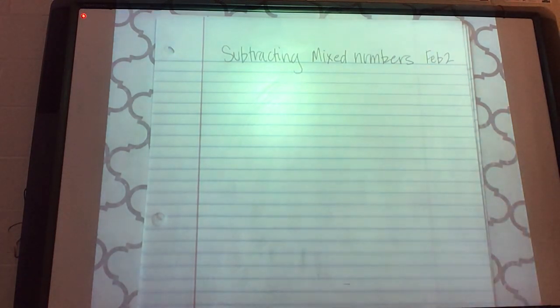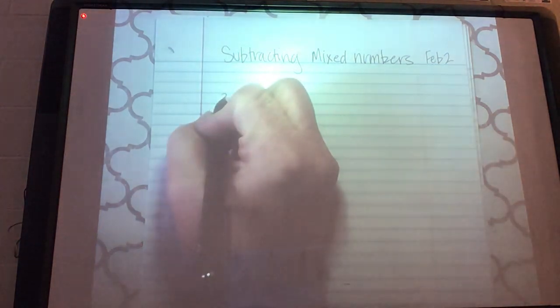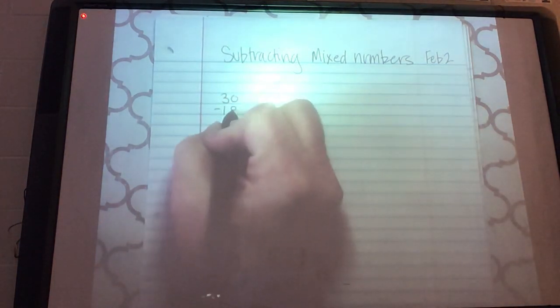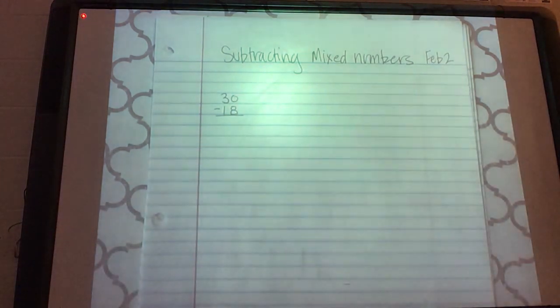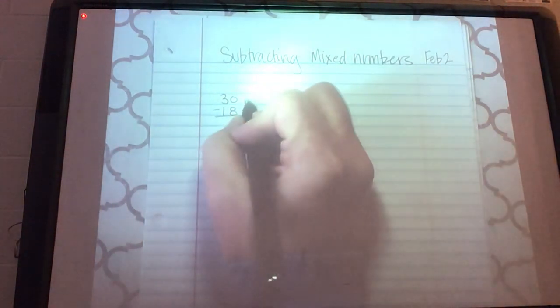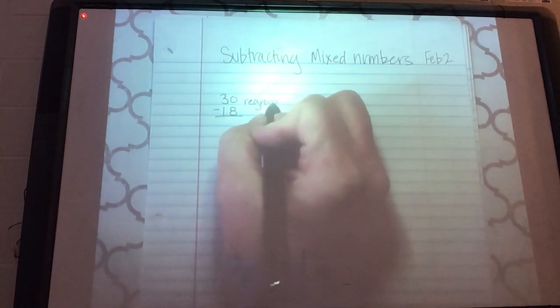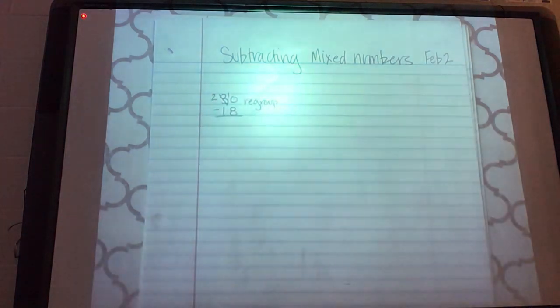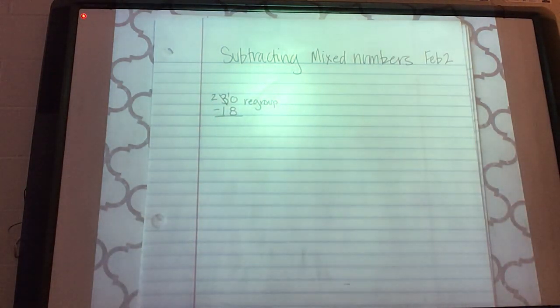Subtracting mixed numbers is a little bit different than adding mixed numbers, because sometimes when you subtract numbers like 30 minus 18, what do you have to do? Regroup. You have to regroup right here, right? So we are going to be regrouping when we cannot subtract. You will not always have to regroup, because do we always have to regroup in whole numbers?